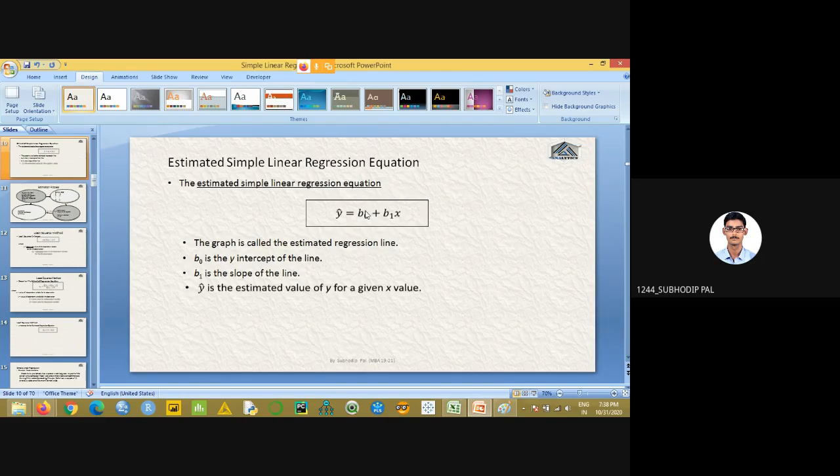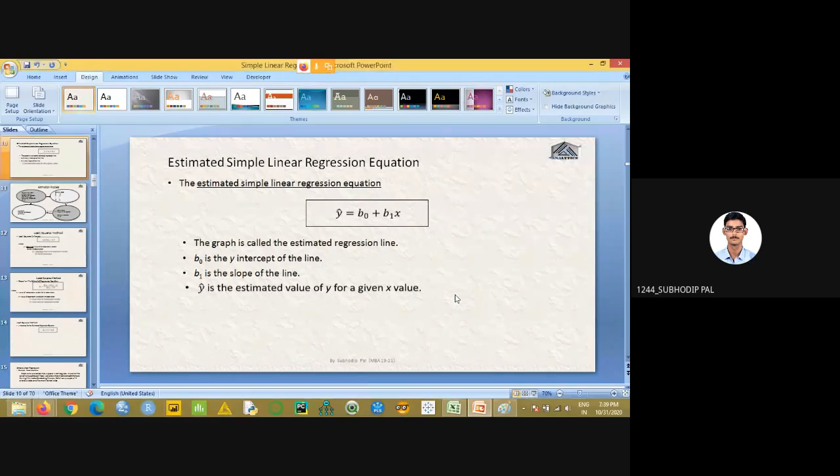This is similar to the linear trend line equation, or the straight line equation, y is equal to mx plus c. You all know the equation of a straight line. y is equal to mx plus c. Everyone clear? The equation is in the same format for simple linear regression and the linear straight line equation.